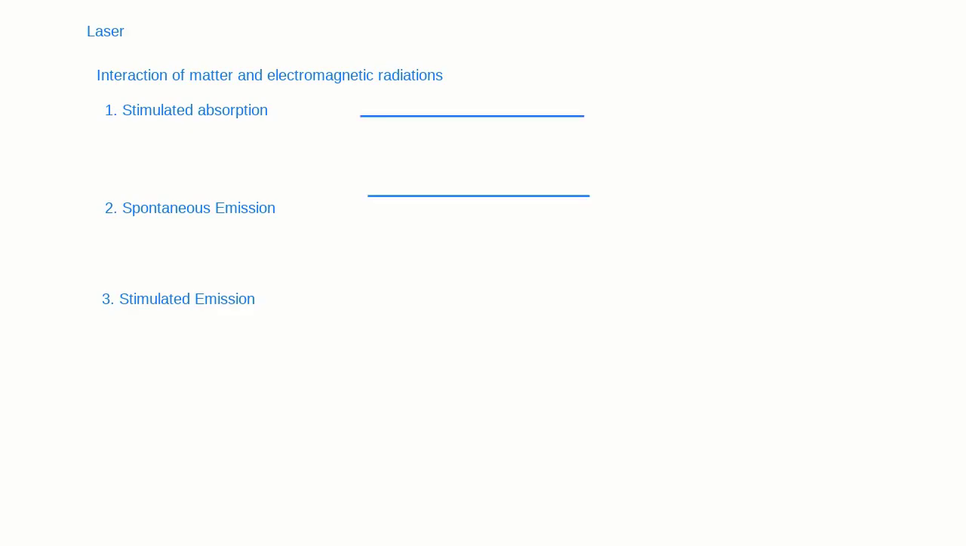So it can interact via three processes. What are these three processes? The first process is stimulated absorption. When you have matter and you shine light on it, the light photons can be absorbed by an atom present in the ground state, and that atom, after absorbing the photon, goes to the excited state. So the electron is now in the excited state.